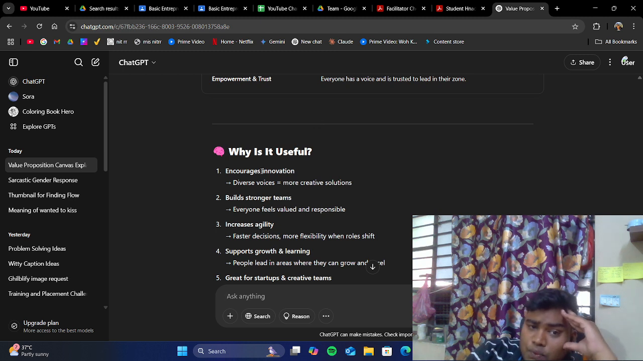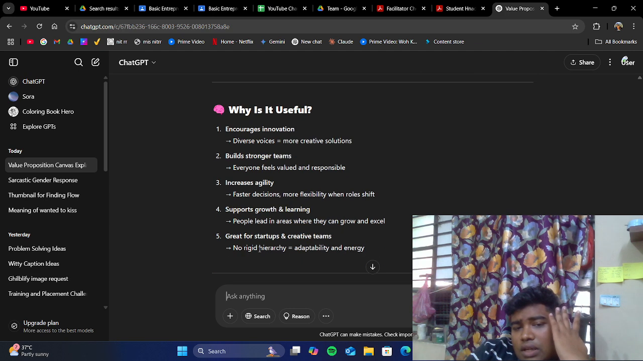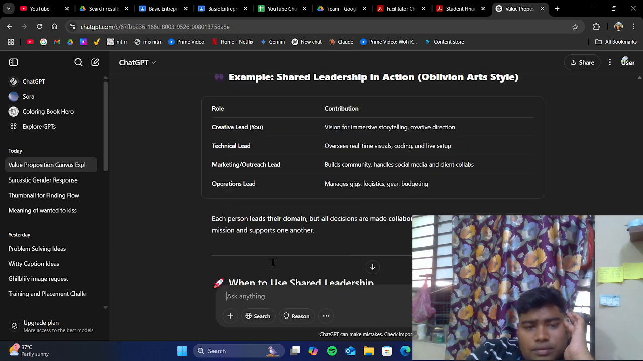Why is it useful? It encourages innovation, diverse voices, more creative solutions, and builds a stronger team. Everyone feels valued, responsible and included. It increases agility: it makes faster decisions and is more flexible when roles shift. It increases growth and learning when people lead in areas where they can grow and excel. Fifth, it suits startups and creative settings with no rigid hierarchy.